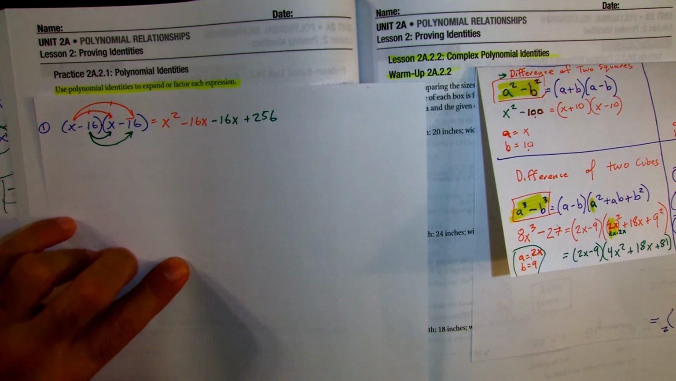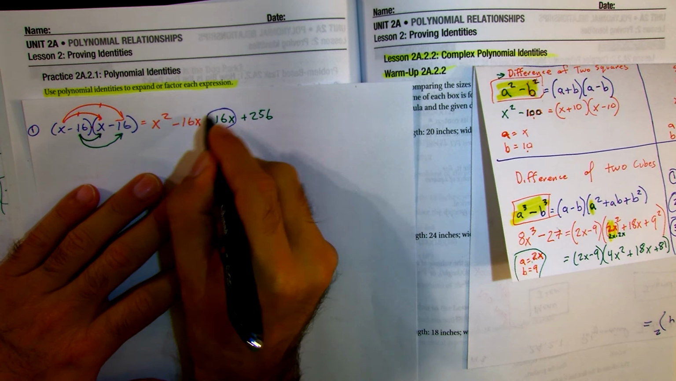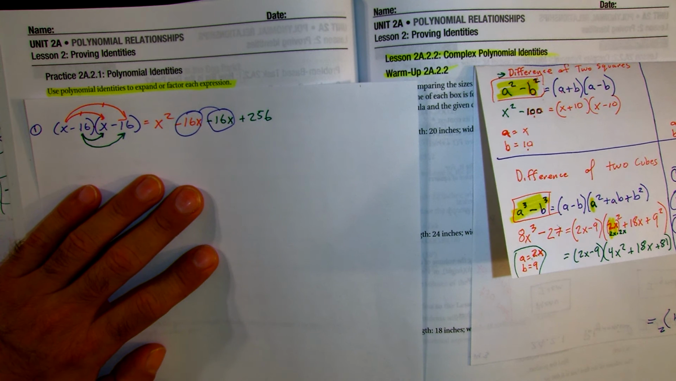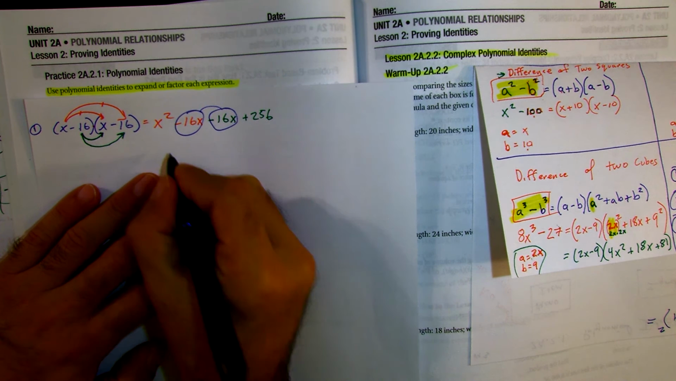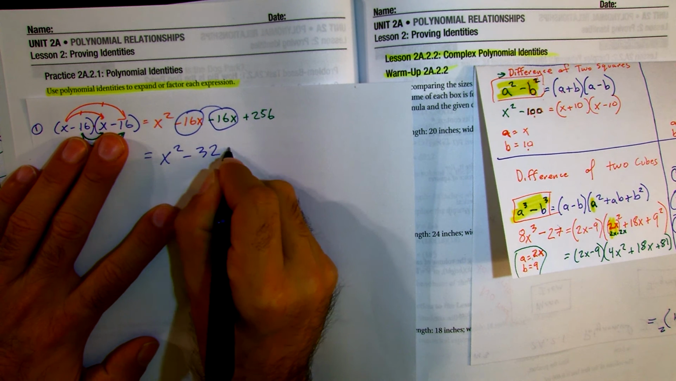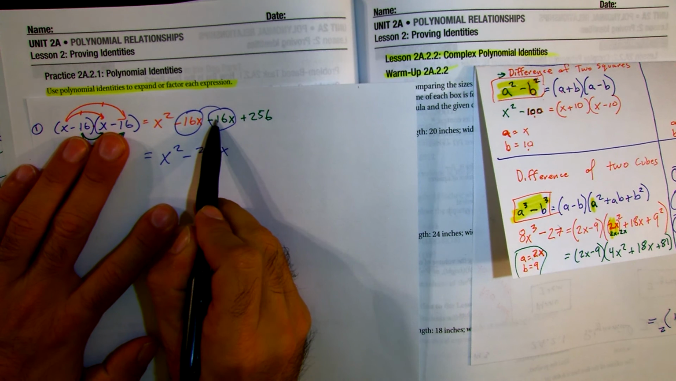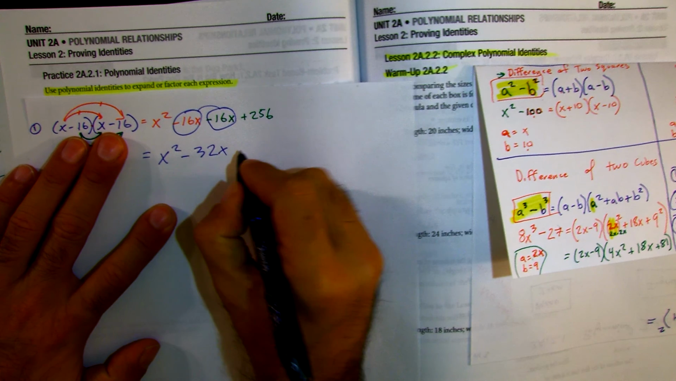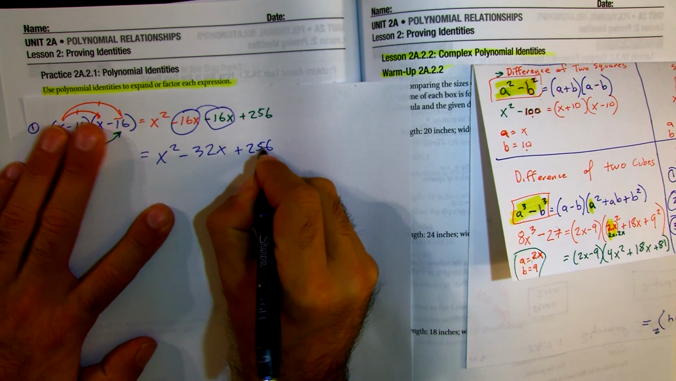So now all we have to do is combine the like terms. I think we can combine these two only, because those are the only ones with the same type of term, the same exponent, right? So watch. X squared minus 32x, because if you're underwater 16 feet and you go down another 16 feet, you're at negative 32 feet. Plus 256. Done.